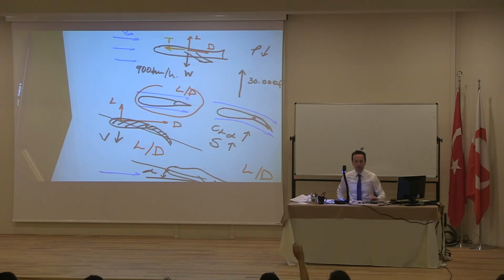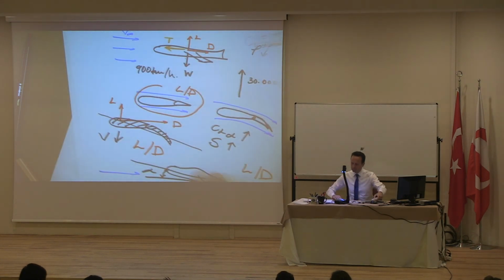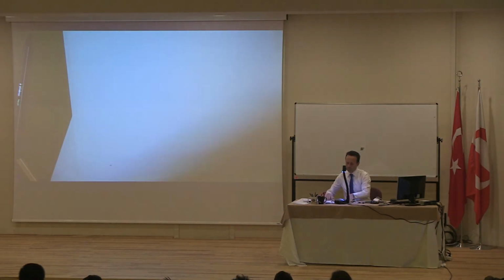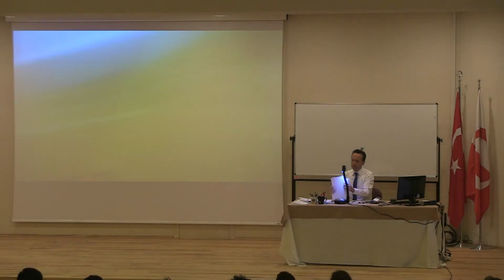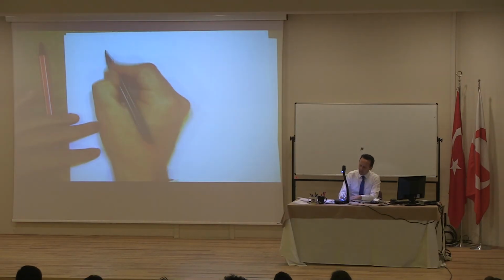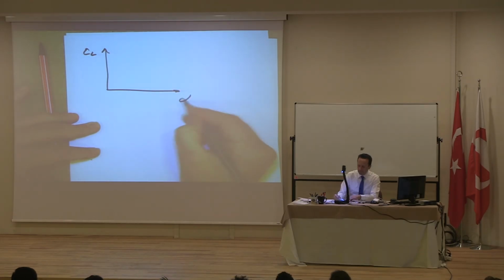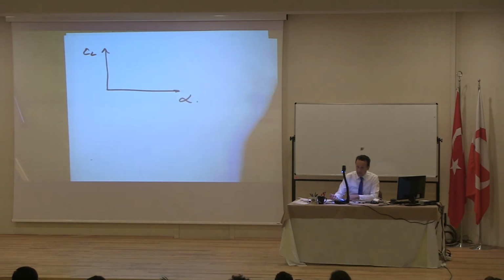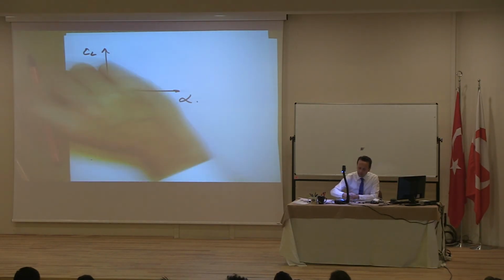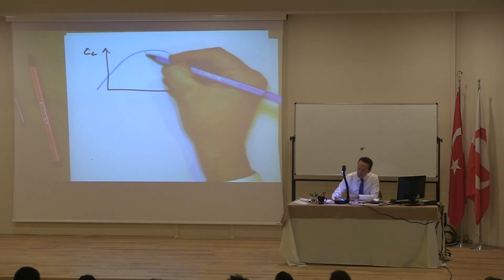Any questions? Yes? How to calculate CL and CD? How do you calculate this CL and CD? So I told you, that's a good question because it looks like a mystery, right? This is your CL and this is your alpha. And if it's not a symmetric airfoil, in fact, it will look like this. Okay, and this is kind of your stall speed.